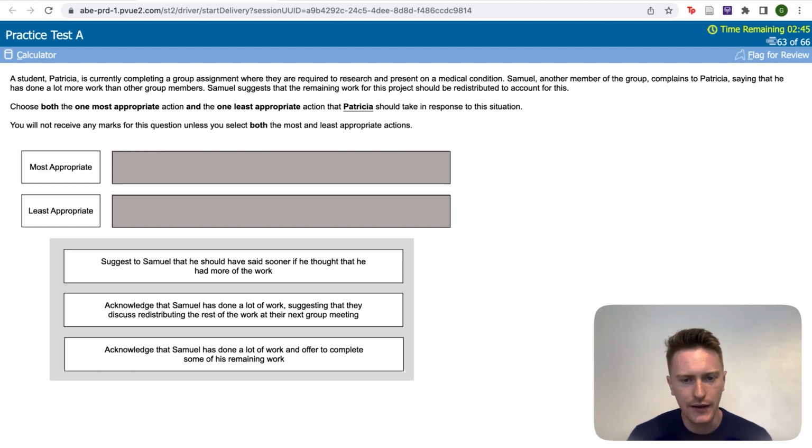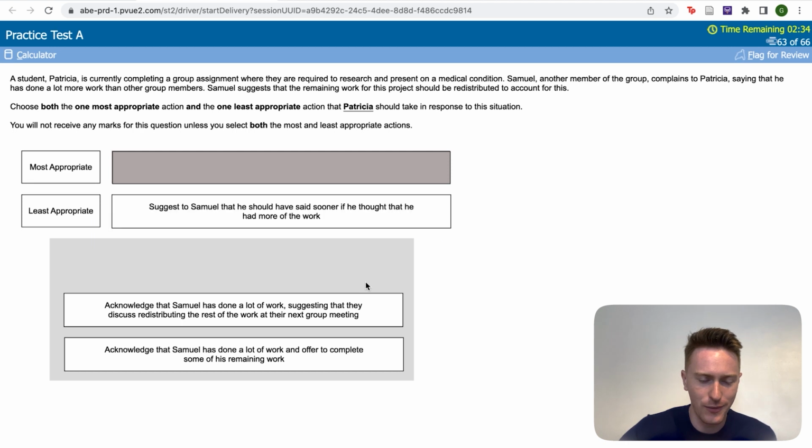Fine. Okay, Sam's feeling as if he's done more work than everyone else. Fine. Suggest that you should have said it sooner. I think that's probably going to be the least appropriate. Imagine if someone said, oh, dude, I'm really annoyed, I'm doing all this work, blah, blah, blah. And then you turn to them and go, oh, you should have mentioned this earlier on, so nothing I can do now. Clearly that would be inappropriate.